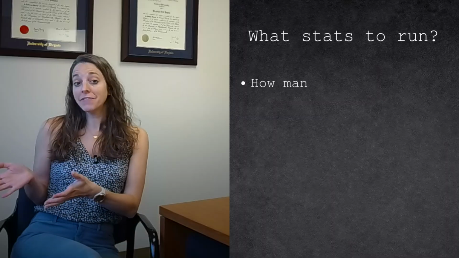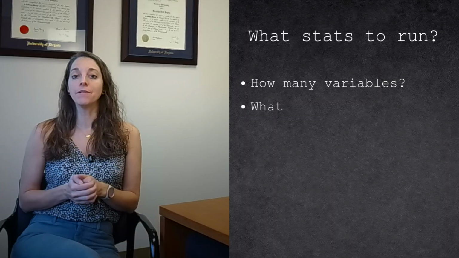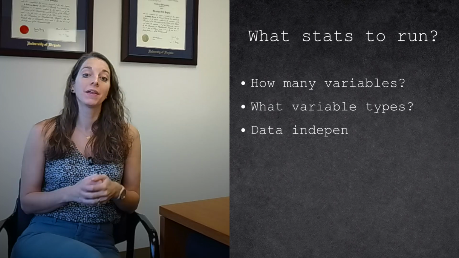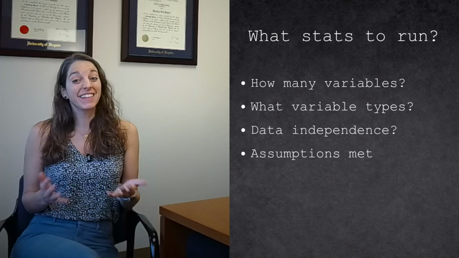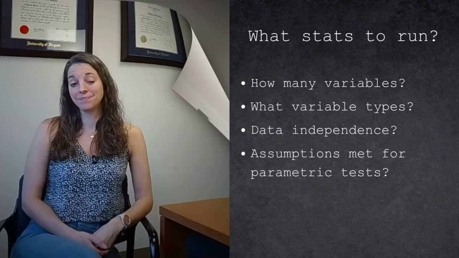So when you're trying to figure out how the heck do I analyze my data, just follow this simple flow. How many variables do I have? What type are they? Are my groups independent or paired? Does my data meet assumptions? And then the test pretty much picks itself.